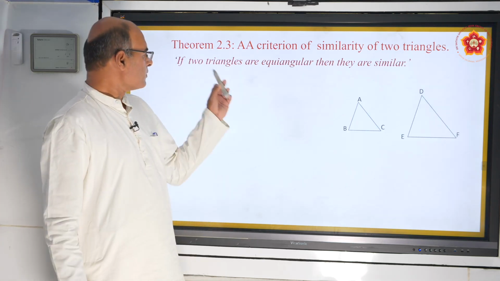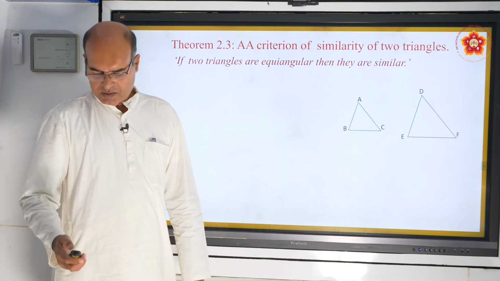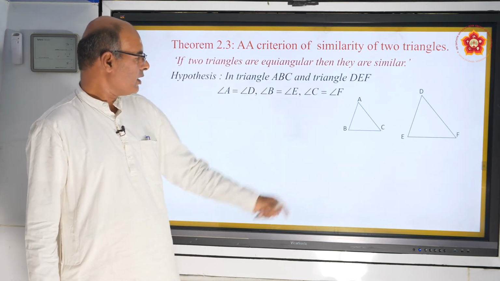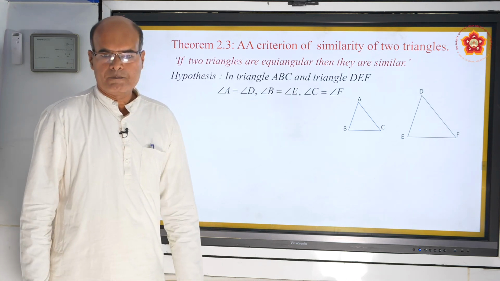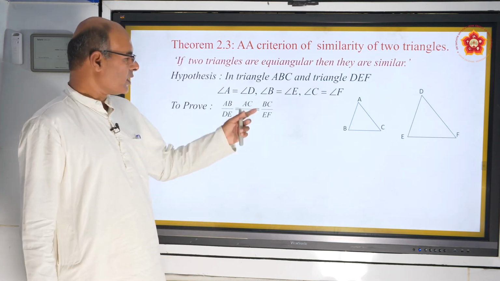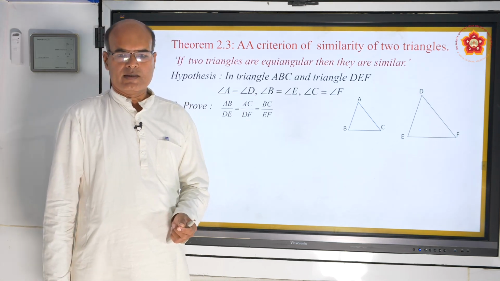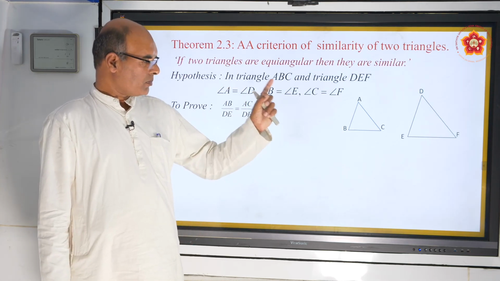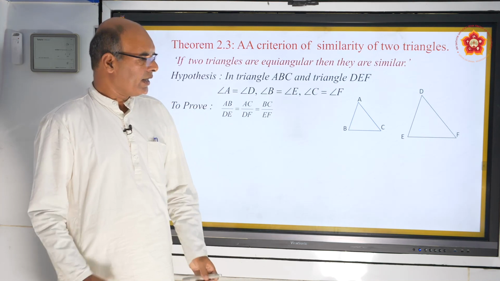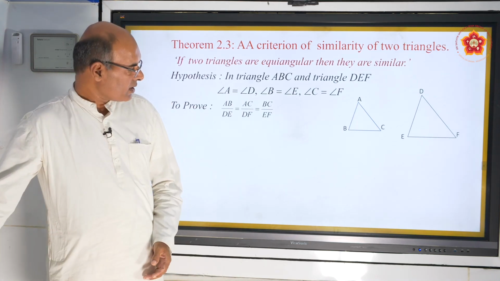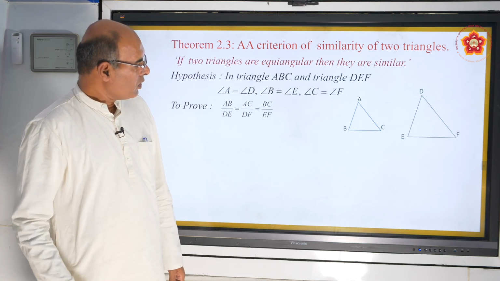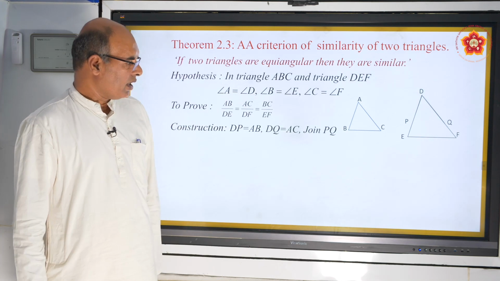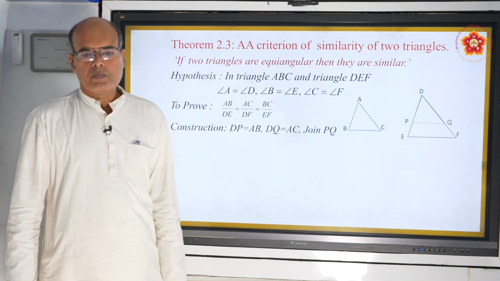First, the diagram for the hypothesis part. Given in triangle ABC and triangle DEF, angle A is equal to D, B is equal to E and C is equal to F. To prove the ratio of corresponding sides are equal. Construction: you have to mark point P and point Q on DE and DF respectively such that AB is equal to DP and AC is equal to DQ, and we have to join P and Q.